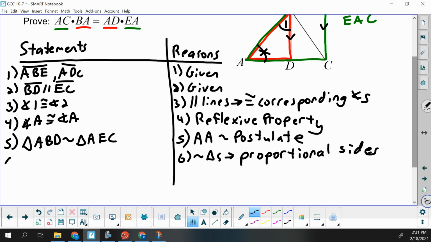Something new for today is we have to set up the proportion. Remember, we want the sides that are multiplying diagonal from each other. So I'm going to put AC here and BA there, so they're diagonal from each other. And then just make sure the other two are diagonal from each other.